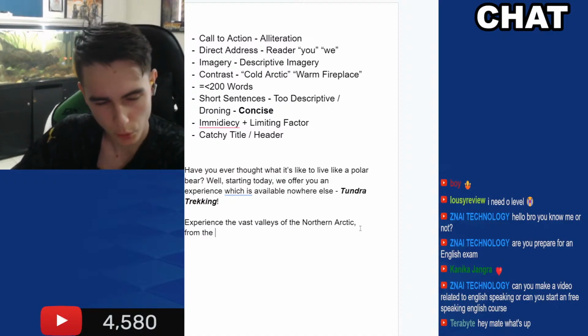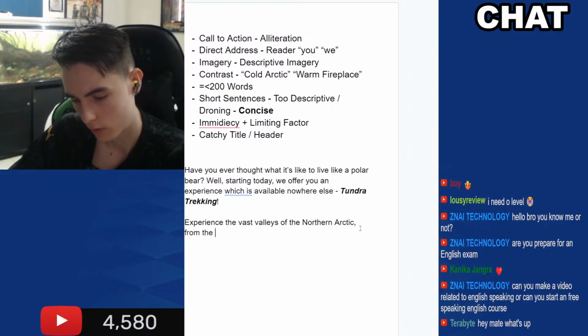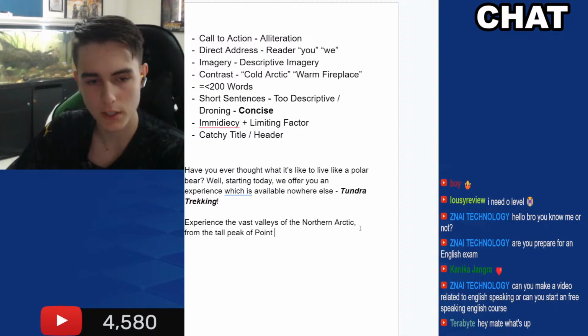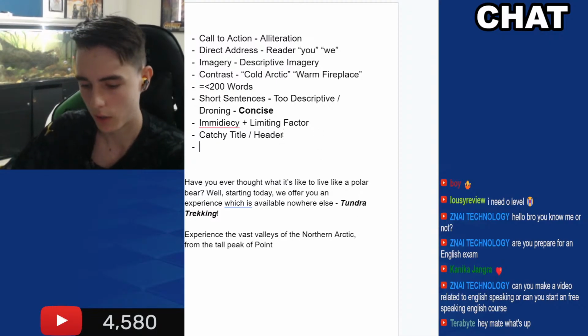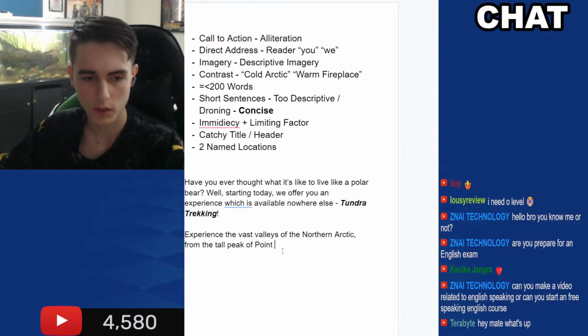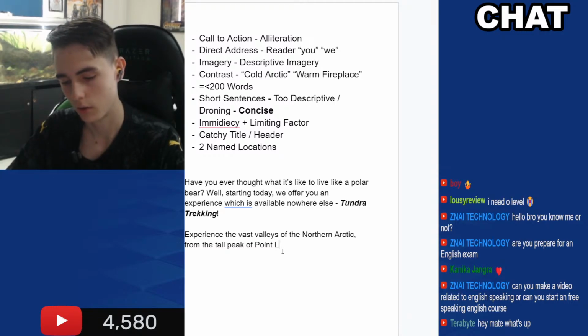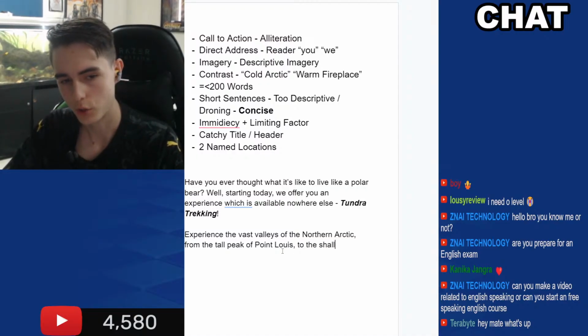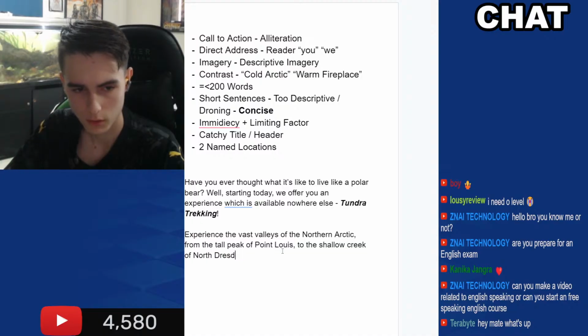Experience the vast valleys of the northern Arctic from the tall peak of Point. This is a good idea to also use some named information. I recommend two named locations in here just to provide some credibility in your piece. Point Louis. Let's just make up some stuff here. Experience vast valleys in northern Arctic from the tall peak of Point Louis to the shallow creek of North Dresdel.